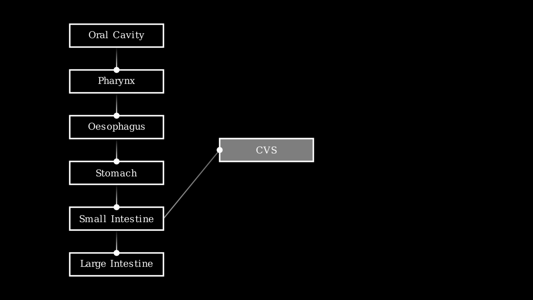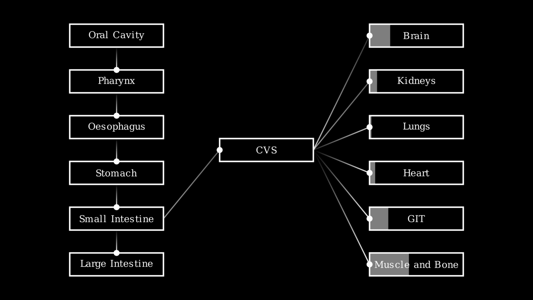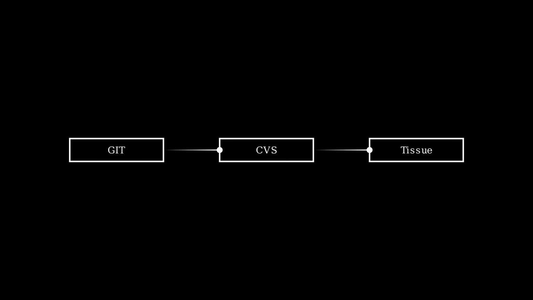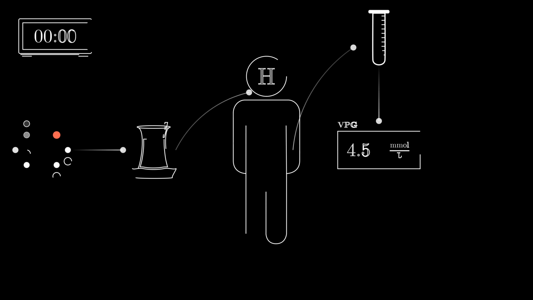Once absorbed into the cardiovascular system, glucose is distributed throughout the body and taken up by various tissues. As tissues absorb the glucose, its concentration in the cardiovascular system gradually decreases, returning toward baseline. To sum it up, glucose moves from the gastrointestinal tract into the cardiovascular system, and from there it's taken up by the body's tissues. Let's go back to H.